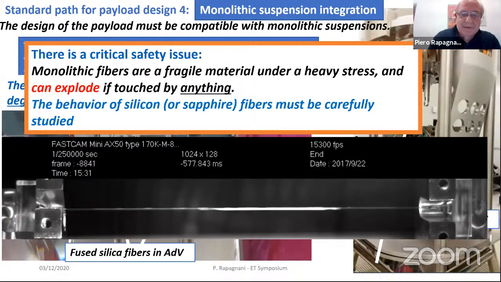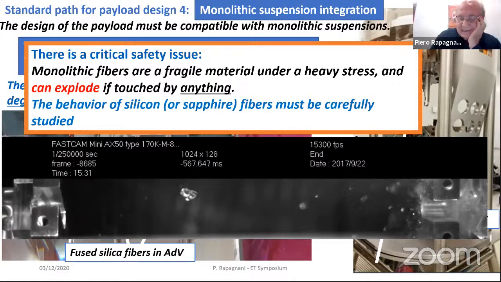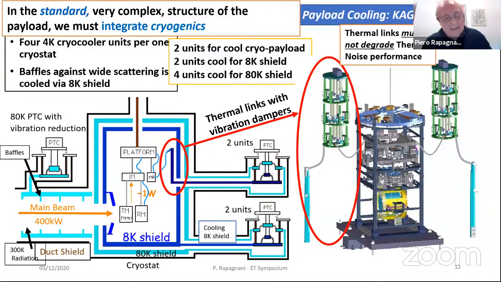Of course, as you know, there could be problems with this kind of fibers that are heavily stressed. And this means that the safety must be included in all these aspects. Then, if we go to cryogenics, at this point, having the entire scheme of the payload, we can see which kind of links we must use to cool it down. Whatever we use, for instance, even capillary with superfluid helium, these links must not degrade the thermal noise.